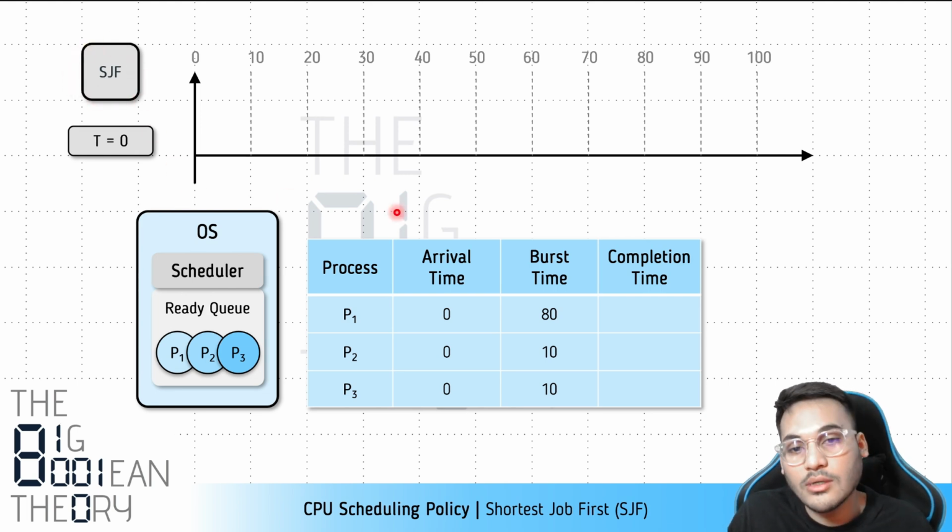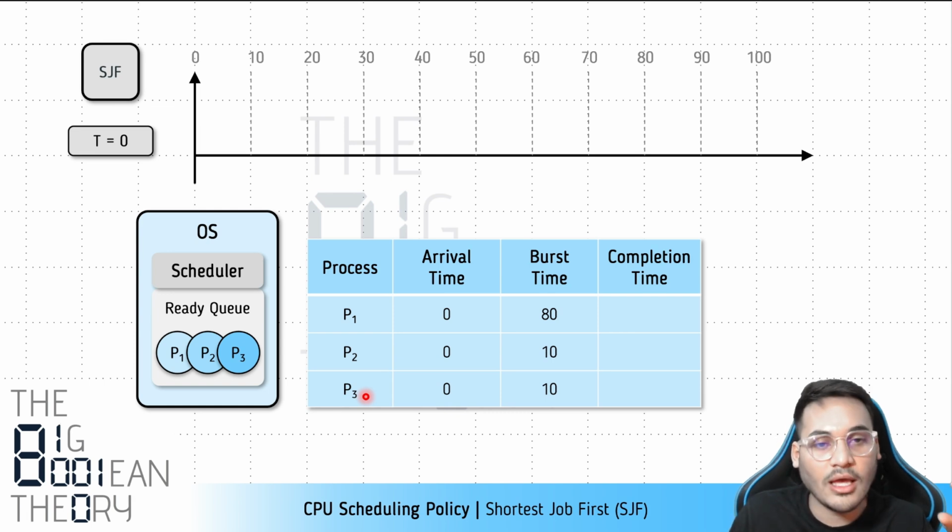Unlike FCFS, where the decision was made on arrival times, in this case we will make the decision based on the burst time. Whichever has the shortest burst time will be allowed to execute on the CPU. As we can see, P2 and P3 both have equal burst times, that is 10 milliseconds, which is less than P1, that is 80. So out of P2 and P3, which job should be selected? When there is a tie, let's use the simple rule that whichever process has the lower process ID will be picked. Between P2 and P3, P2 has a lower ID, so P2 will be selected by the scheduler for execution.